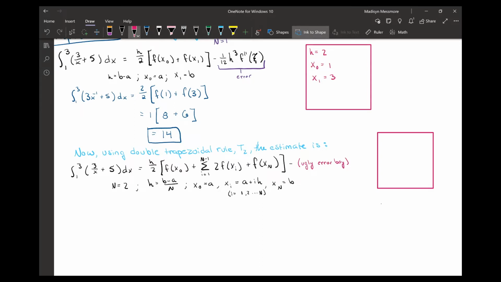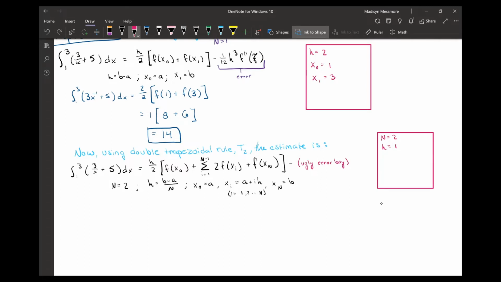So anyway, we'll write our constants over here. We know n equals 2. H is equal to b minus a over n, which should be 1, because in our last case it was 2, so 2 over n equals 2 is 1.